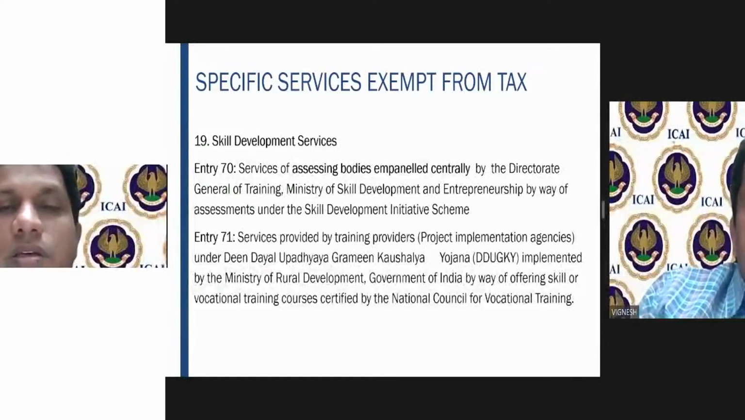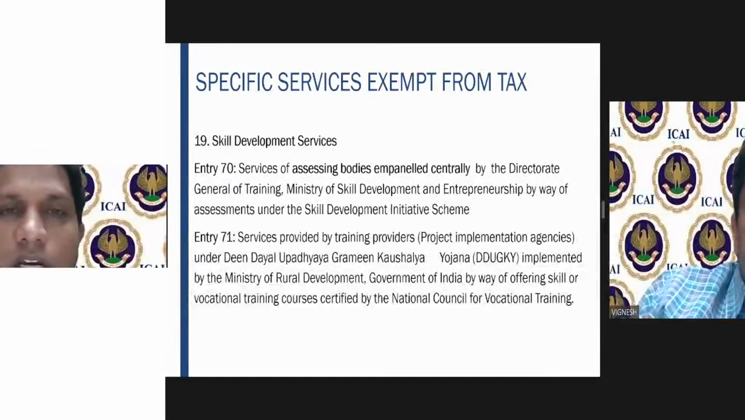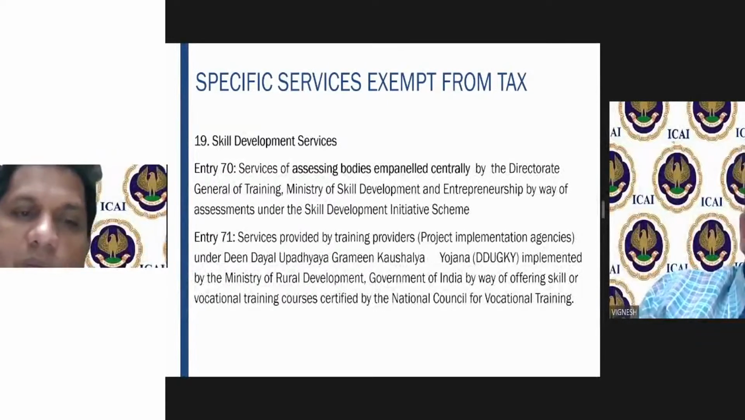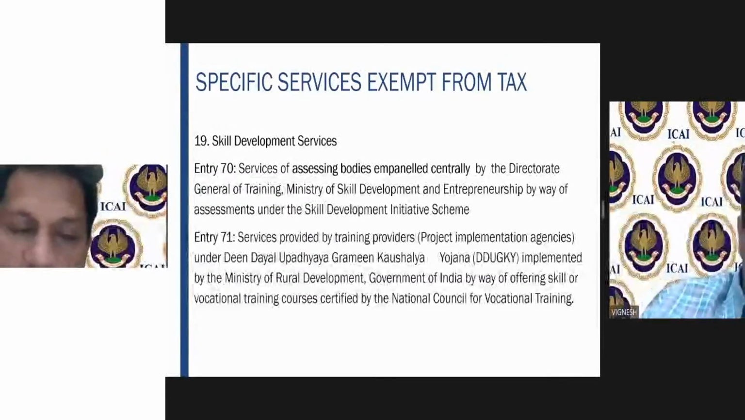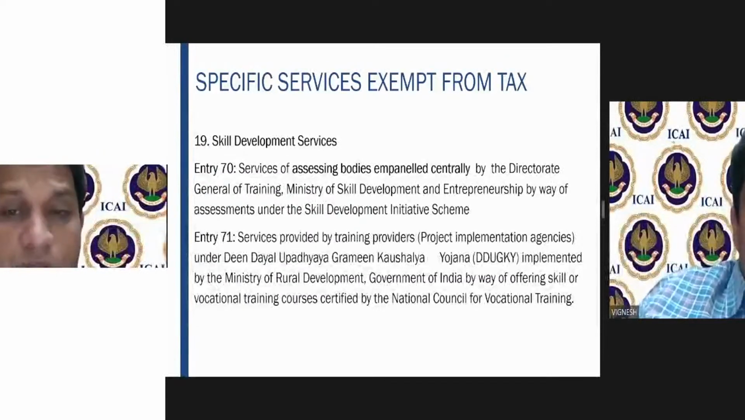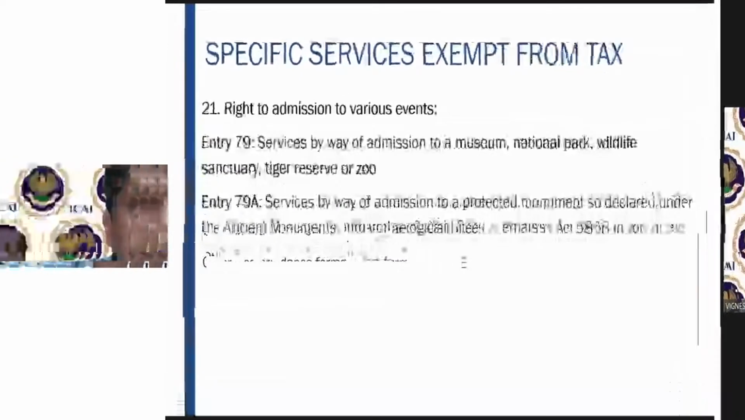Training providers, that is the project implementation. Any training has to be done, and the government institution will tie up with a third-party training agency for providing this service. So the services provided by training providers under the Deen Dayal Upadhyaya Gramin Kaushalya Yojana, implemented by the Ministry of Rural Development, by way of offering skill certified by the National Council of Vocational Training, are also exempt.